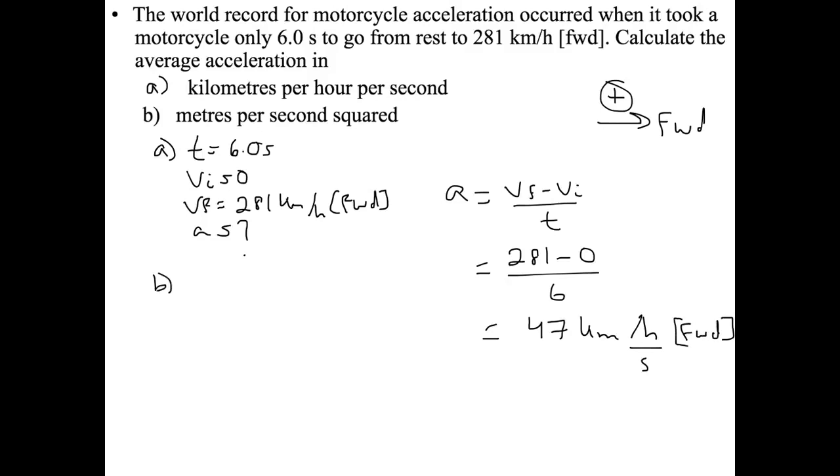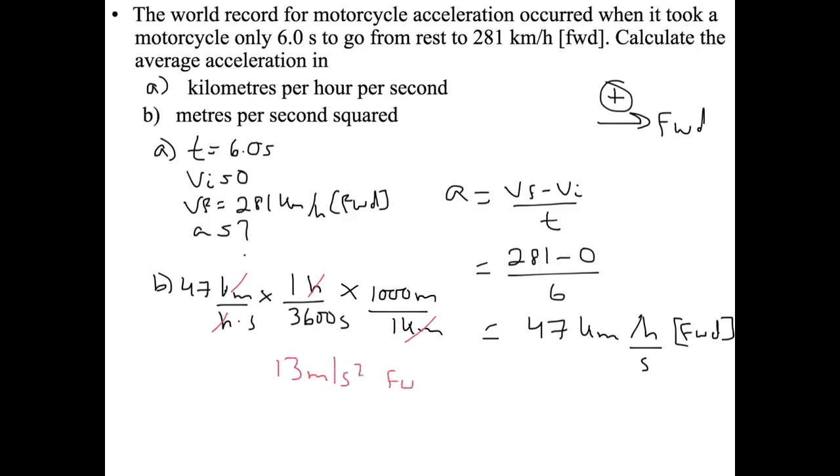B states they want that number in meters per second squared. So we say 47 kilometers per hour per second, times 1 hour every 3,600 seconds, times 1,000 meters every 1 kilometer. So now what can we cross out? We can cross out kilometers. We can cross out hours. We do the math, and we end up with 13 meters per second squared forward. So we have an answer there, and we have an answer there.